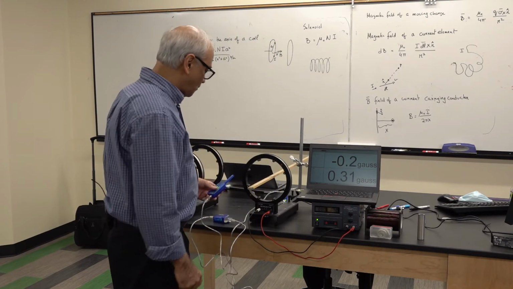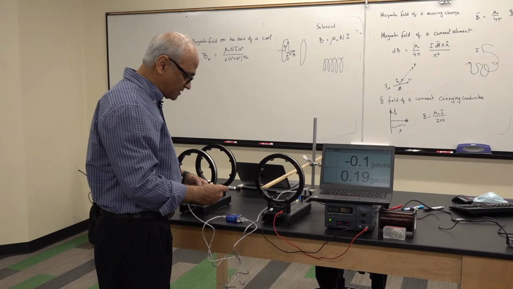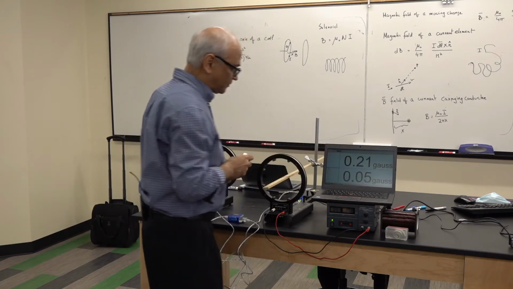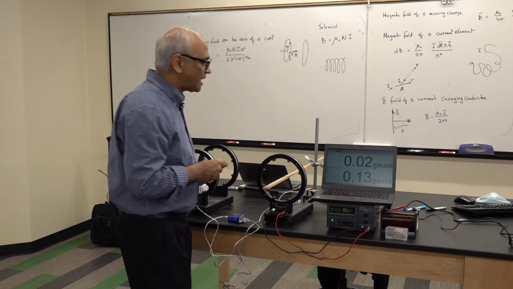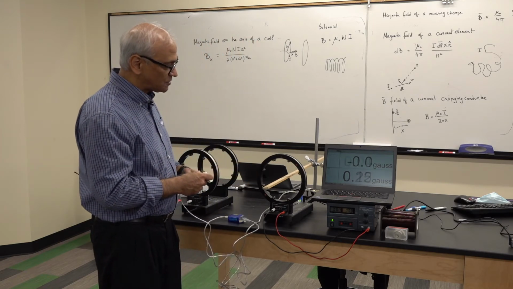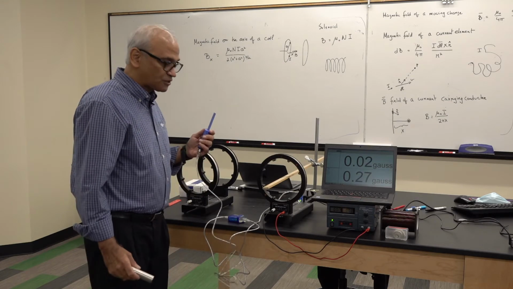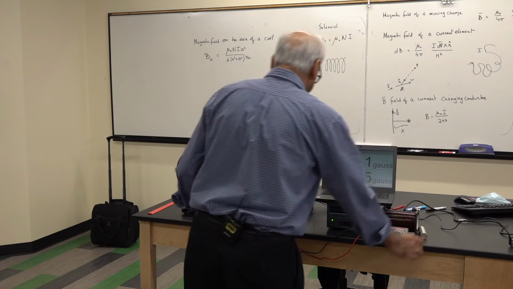And what I also want to tare. It basically means that I'm going to make this 0 over here. Let's see. You see that it goes to 0 momentarily, and then it comes back. That's all I need. So more or less, I have calibrated it.